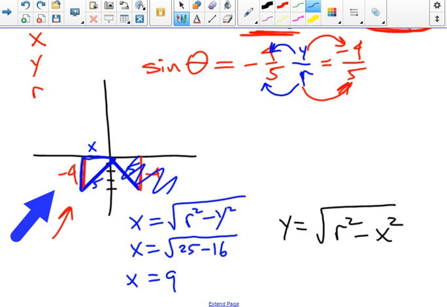My x is 9. So for this problem, I have an x value that is, is that right? 9? It's 3. Square root of 9 is 3. There we go. I didn't think that made sense. Fixed it. So x is 3, y is negative 4.